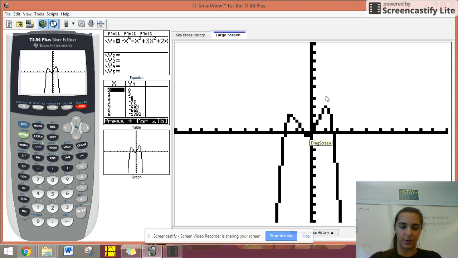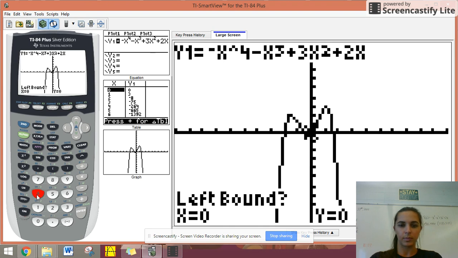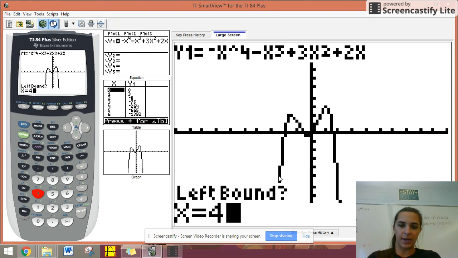So I'm going to find that first by going into my second calculate menu. So that's the second button here, and then calculate up top. And here we're going to choose number 4 to find a maximum. All right, so this is the part where people usually get thrown off. The calculator needs a zone to look in because we have more than one max. So it wants you to tell it where to look.